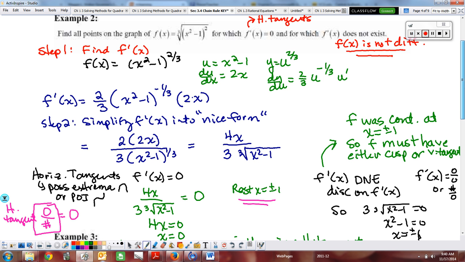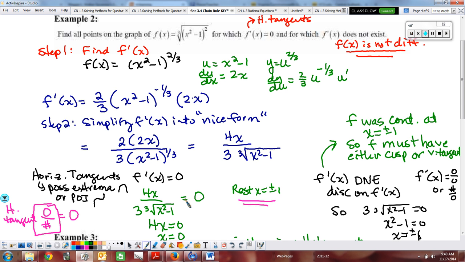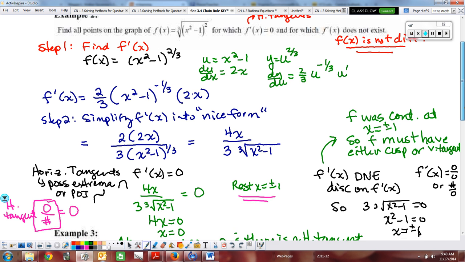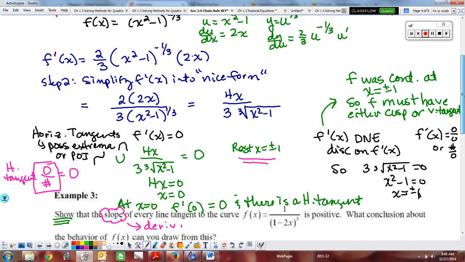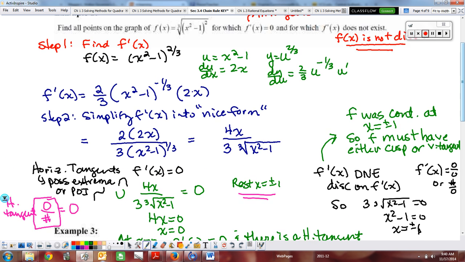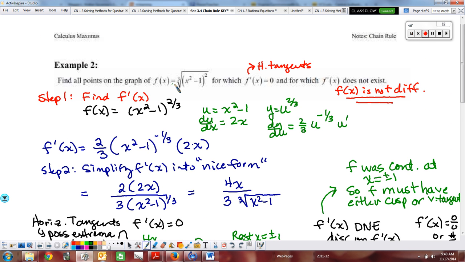Now, let's talk about example 2. So I found the derivative. I know where it has horizontal tangents, so that's going to be a possible extremum or point of inflection, some situation like this or like that. And we know where the derivative doesn't exist, so we must either have a cusp or a vertical tangent at plus or minus 1. Now, what I'm going to do is extend this into the next section. I'm going to do a sign chart on f of x and its derivative to see what's happening.